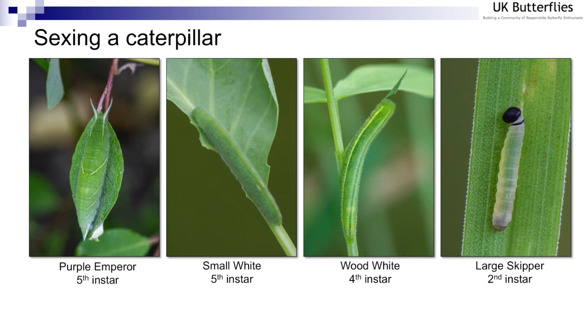And finally, something that's not in the book, and this is one of the things I'm starting to put a little effort into studying, is the ability to sex a caterpillar. So here are some examples: a purple emperor 5th instar, small white 5th instar, wood white 4th instar, and a large skipper 2nd instar. In all cases, you can just about make out a pair of pale spots towards the rear end of the larva. So let me highlight them there.